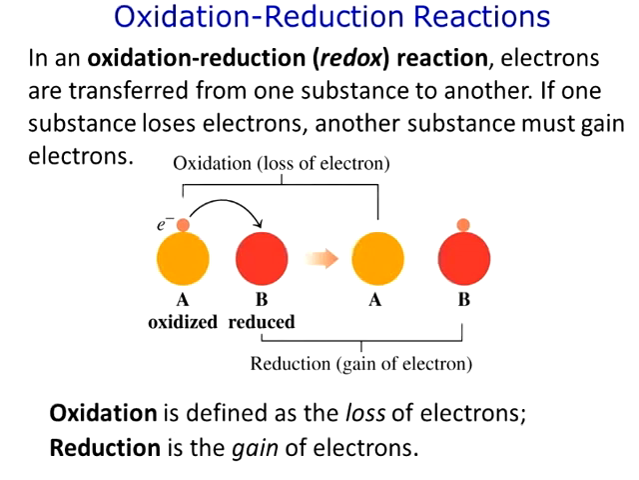Another type of chemical reaction where understandings about ions proves to be useful is in oxidation-reduction reactions. In an oxidation-reduction reaction, known as redox, electrons are transferred from one substance to another. If one substance loses electrons, another substance must gain electrons. Therefore, we call it oxidation-reduction, redox. If oxidation happens, reduction must happen. If reduction happens, oxidation must happen.